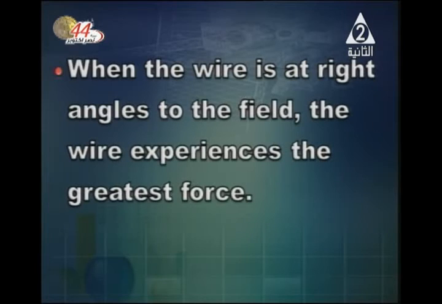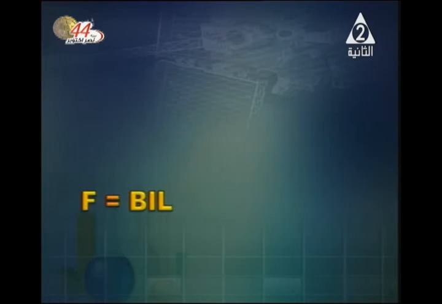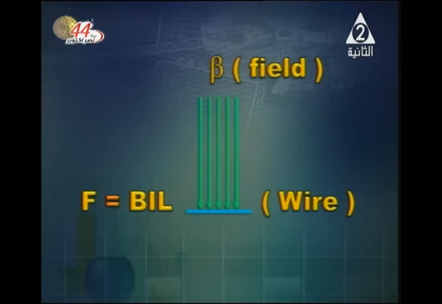When the wire is at right angles to the field, of course, it will experience the maximum force, the greatest force, and it will be just BIL, simply because sine 90 is equal to 1. So this happens when the field makes an angle of 90 degrees with the wire. The expression used will be BIL, B magnetic flux density, I current intensity through the wire.